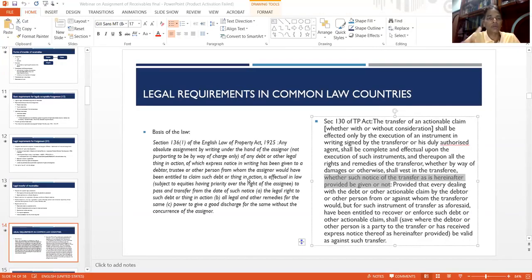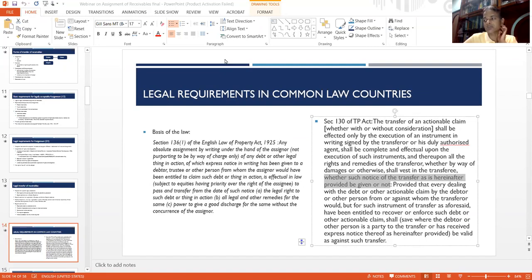So in absence of borrower notification, what is the impact? This is precisely what is called equitable assignment. Equitable assignment basically means what? Between the assignor and the assignee, between the transferor and the transferee, the transaction of transfer is complete. But between the transferor and the debtor, the transfer is not complete.